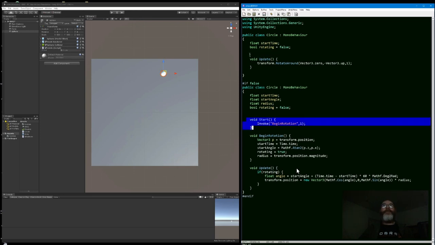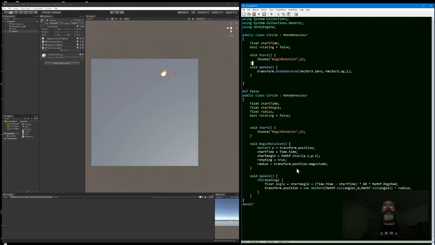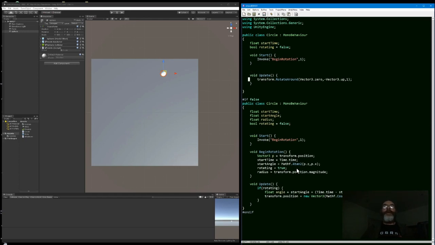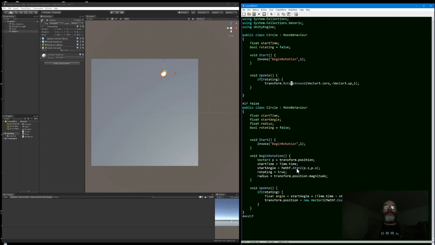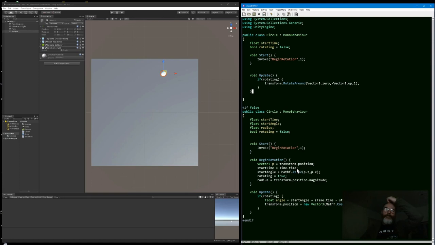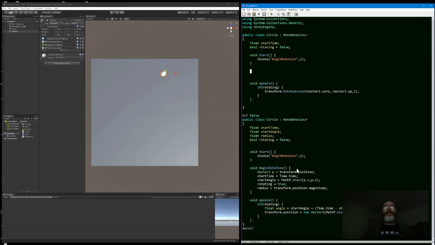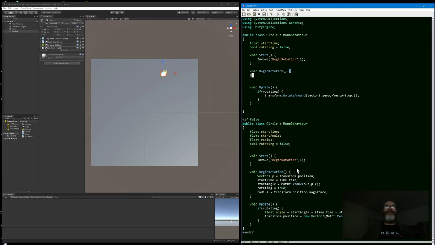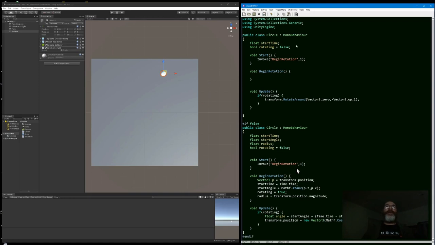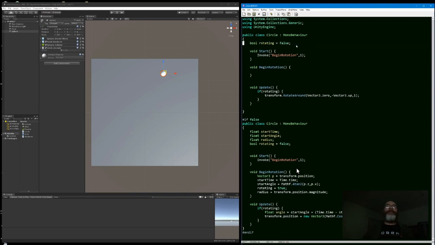Void InvokeBeginRotation. The update is going to say if rotating, and BeginRotation actually probably doesn't need, well, I don't need the start time yet. No, that doesn't, well, I want to put that in somehow, but I'll need a bit of thought.